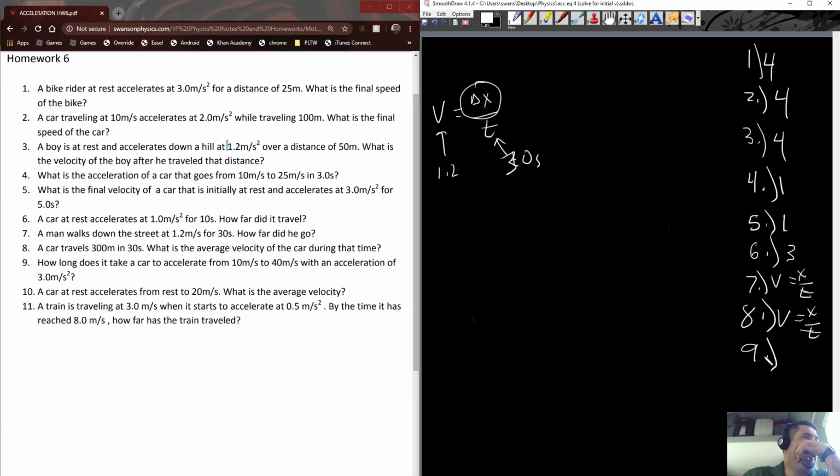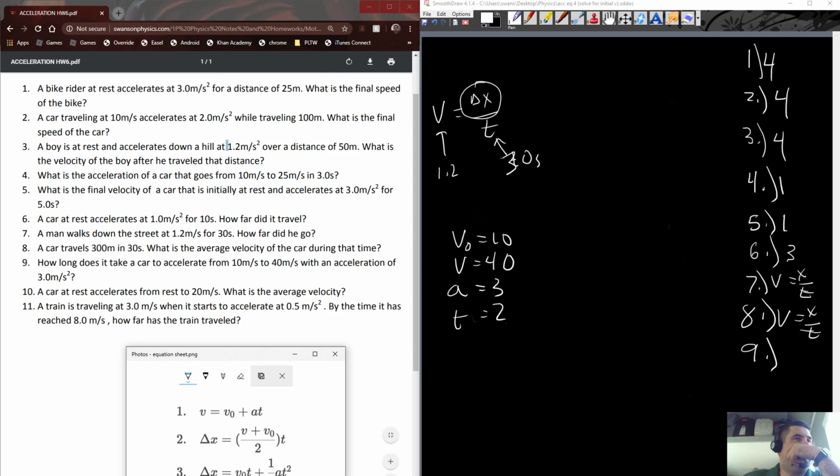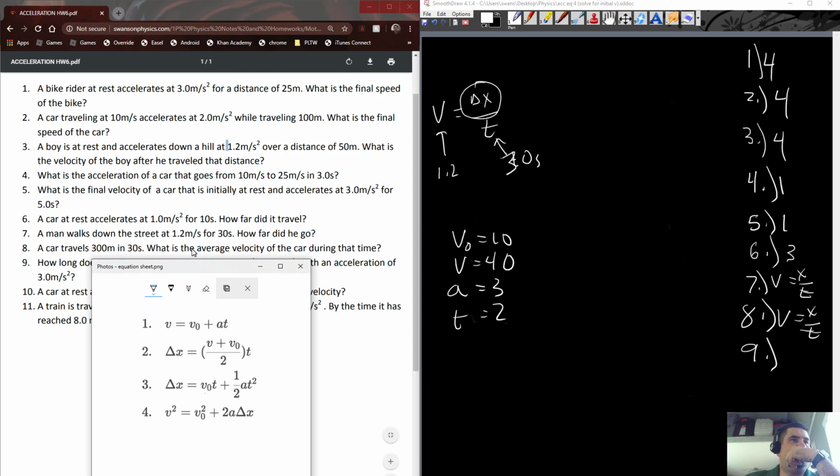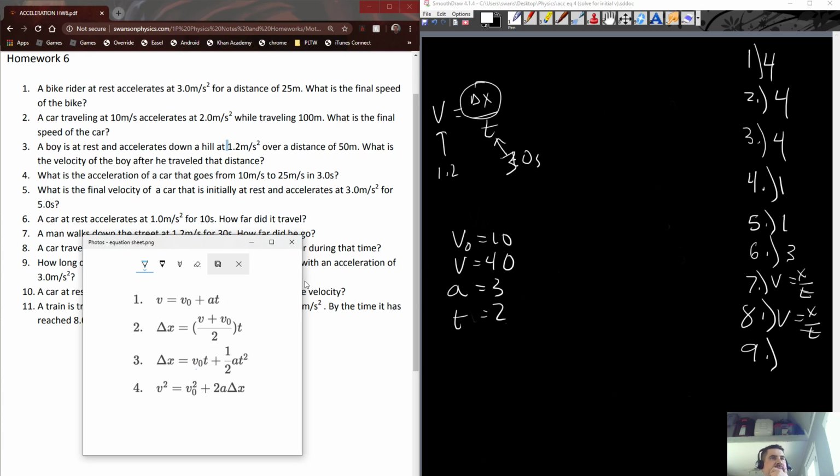9. How long does it take a car to accelerate from, okay, here we go. We got some stuff going on here. So it goes from this speed to this speed with an acceleration of this. And what do they want to know? How long it takes, so they want to know time. Which one has those things? Two v's, the initial and the final, acceleration and time. That's equation number 3.